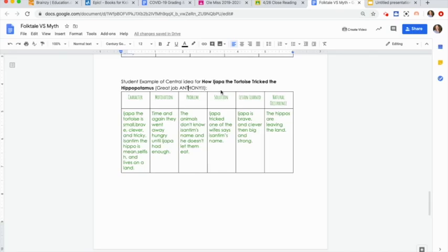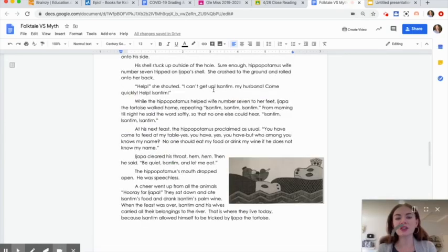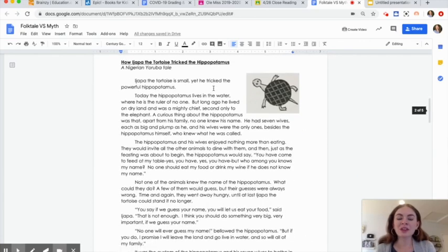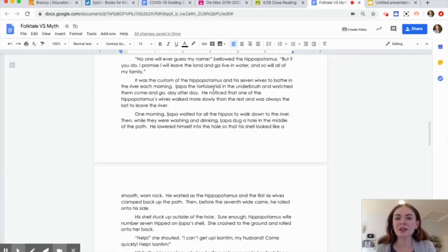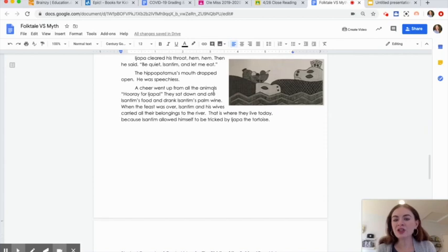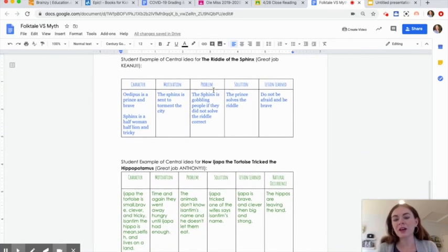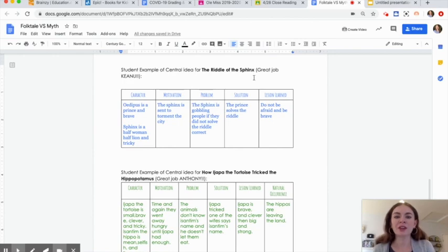So in your close reading document today, you're going to see both texts so that you can reread them if need be. And you'll also see our two thinking job charts from Keanu and Anthony, our two scholars who did such an amazing job, so that we can jog our memory and remember what we've read before.